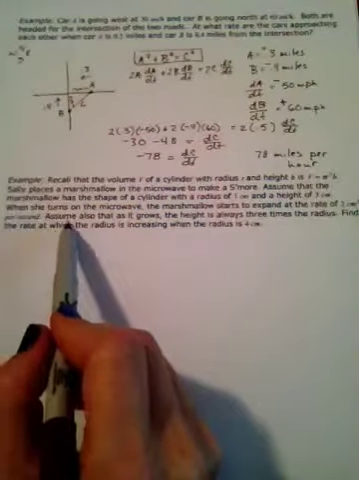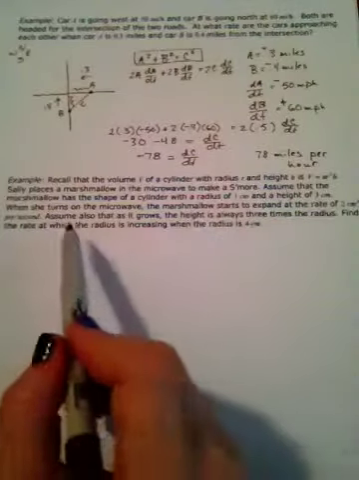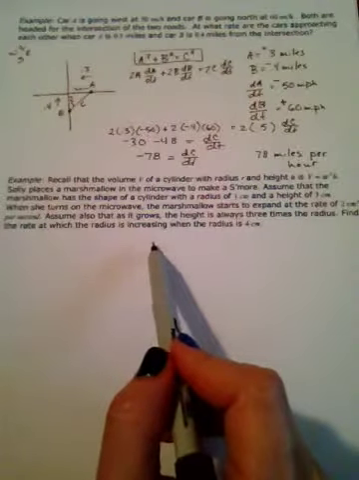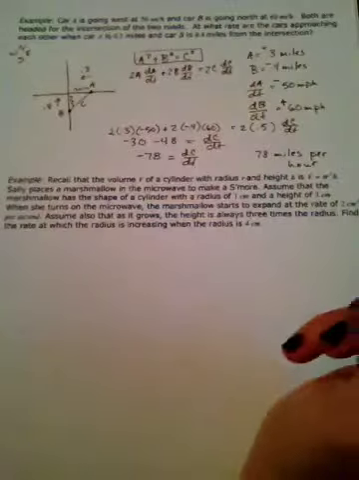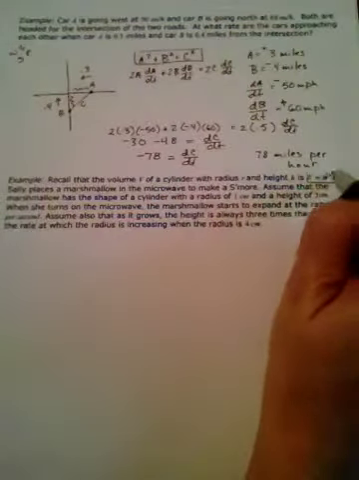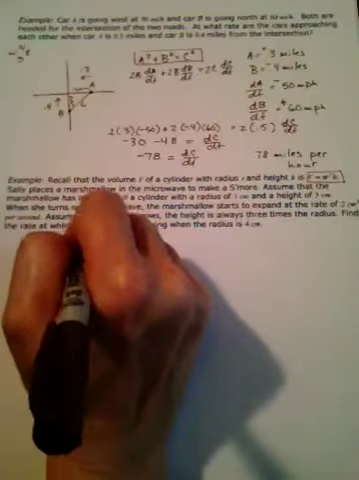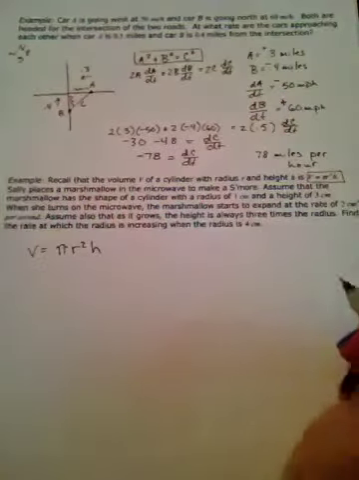per second. Assume also that as it grows, the height is always 3 times the radius. Find the rate at which the radius is increasing when the radius is 4 centimeters. So I'm going to start writing down what I know. First thing I know is I know what equation I'm going to be using. So V equals pi r squared times h.